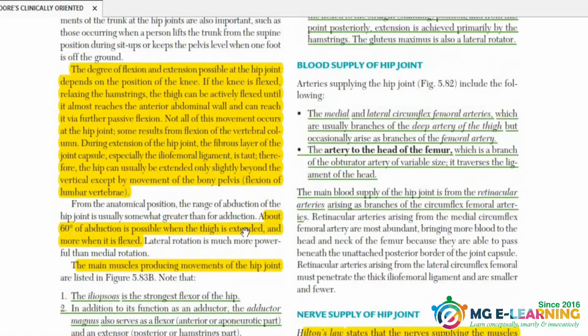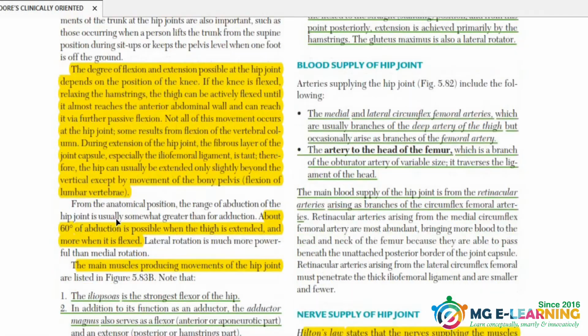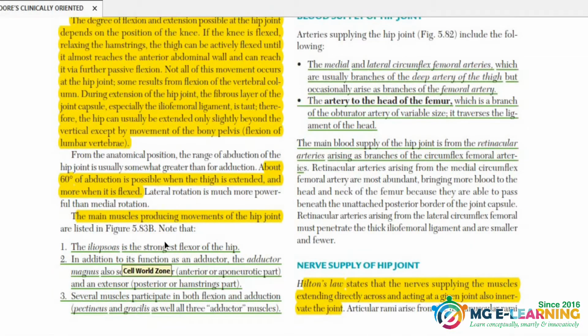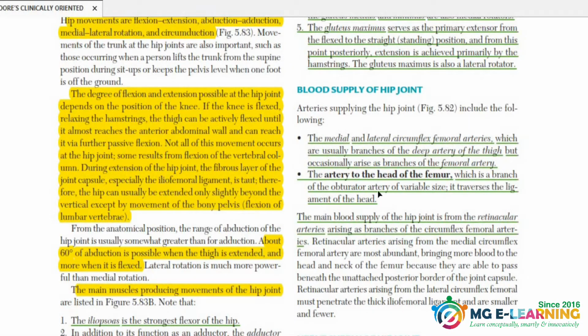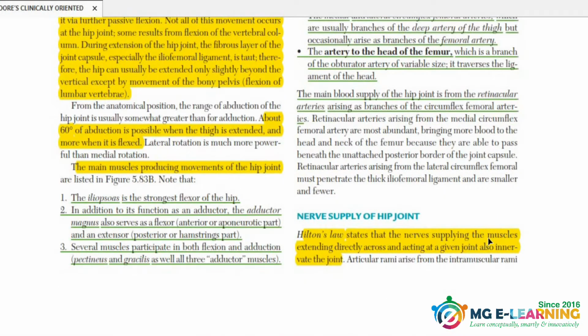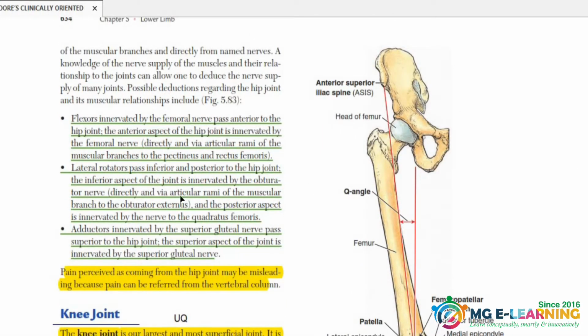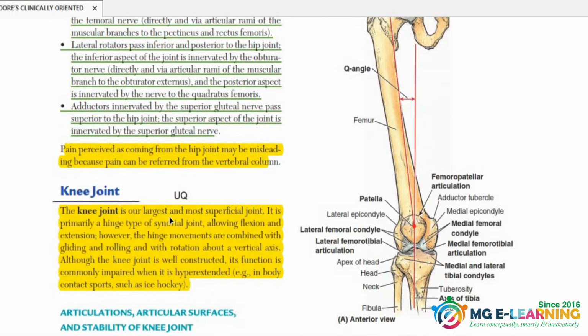Now we move on to the movement of the hip joint. This paragraph is important for the hip joint, and these green underlines are important to see the muscles involved in hip joint movement. Now blood supply of the hip joint, these green underlines. Nerve supply, this one and this one.